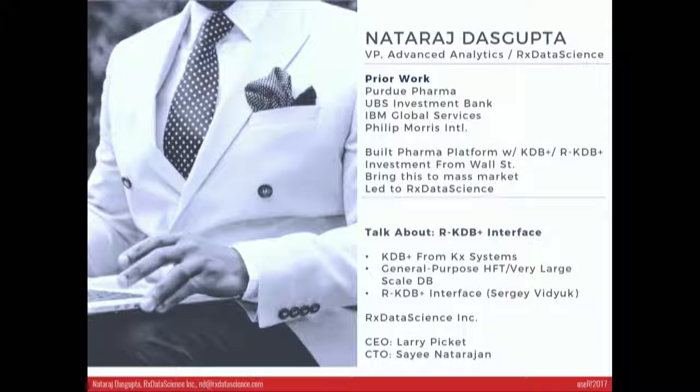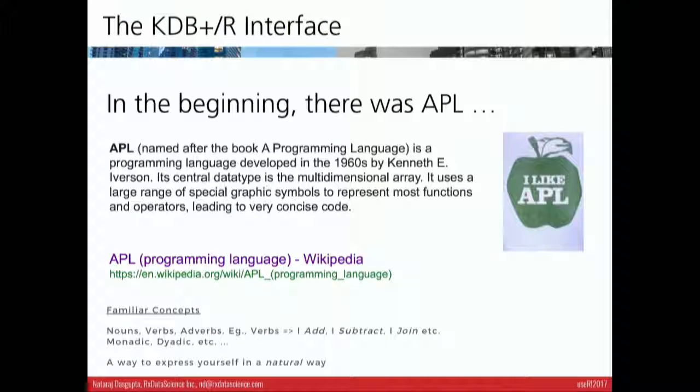KDB Plus is a database used for high-frequency trading analytics in Wall Street and the City of London. It's one of the least known but highest performing systems. Now, I've been using data.table for many years. I love data.table, but I've always wondered, is there a better way, a faster way of doing it, twice as fast, thrice as fast? And it all started with APL.